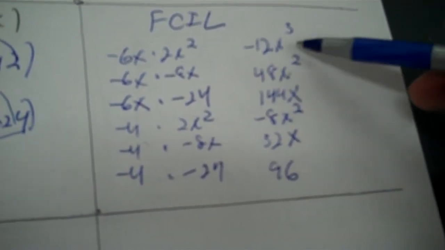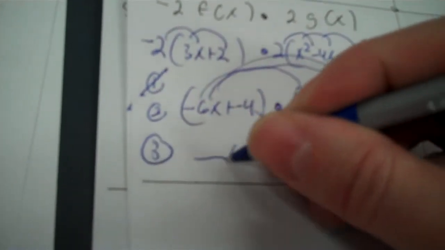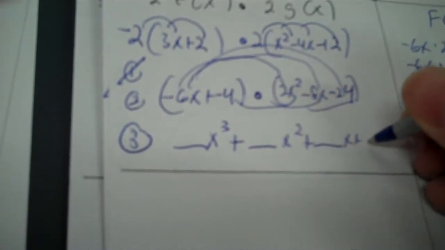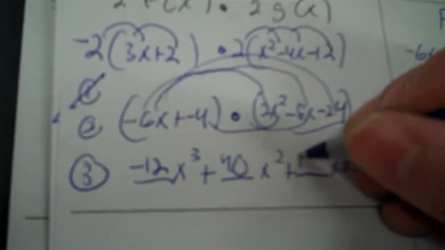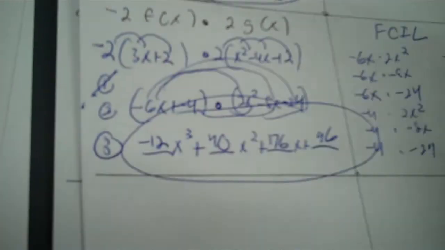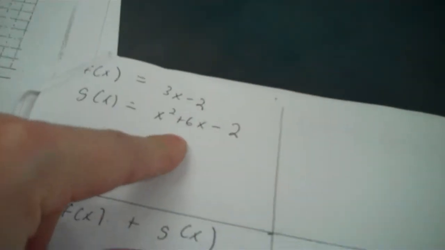Now you can line them up, but x cubed would be your degree of the polynomial. So x cubed, we have negative 12. X squared, 48 plus negative 8 is 40. X, 144 plus 32 is going to be 176, and then 96. Okay, you can pause the video, do the 5 problems off of these functions here.